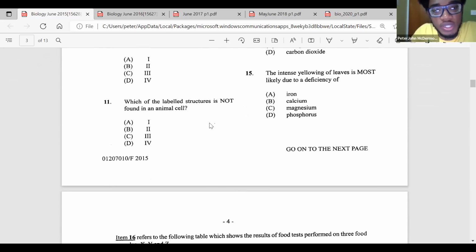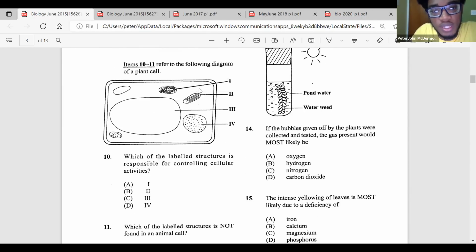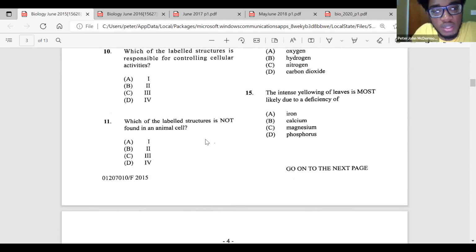Which of the following labeled structures is not found in an animal cell? That's a 2, assuming that 2 is a chloroplast. So B.